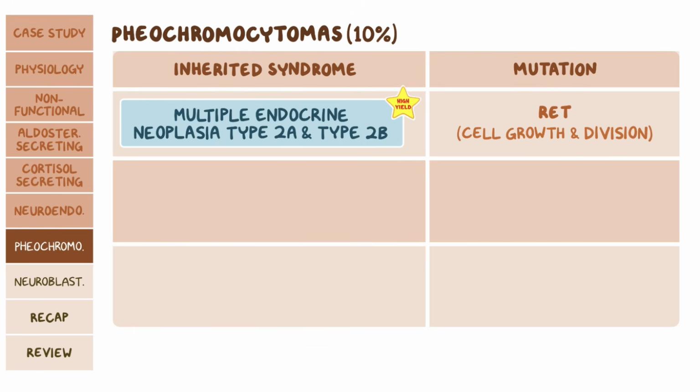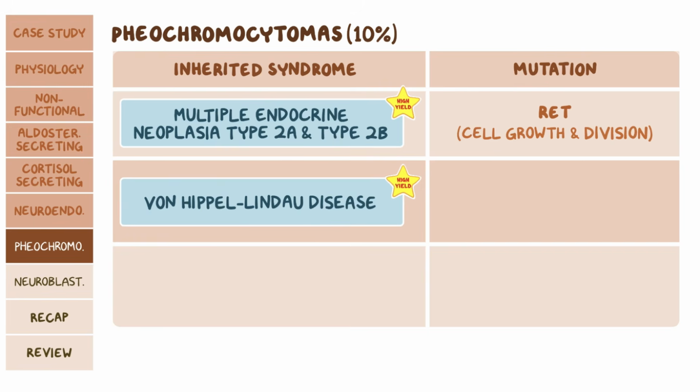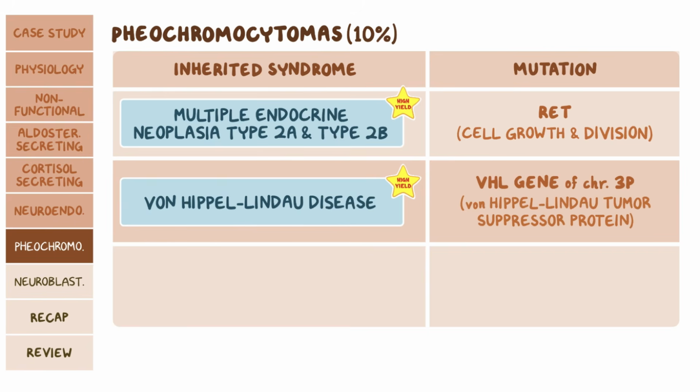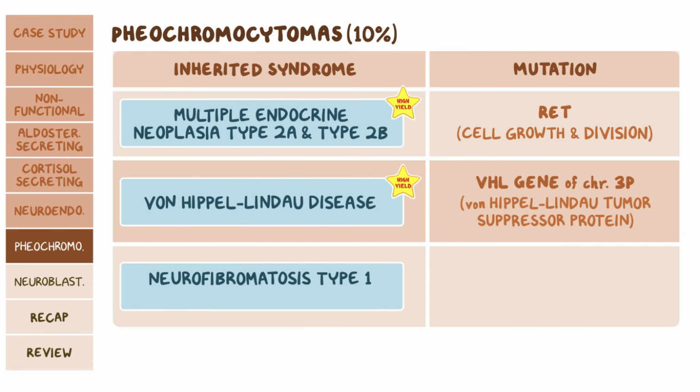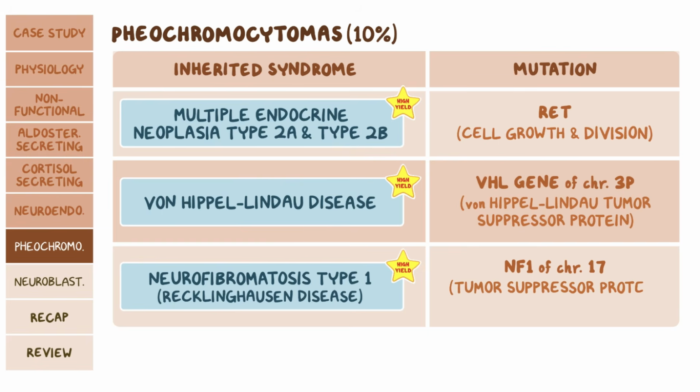Another disease associated with pheochromocytomas is von Hippel-Lindau disease, which develops when there's a mutation in the VHL gene of the chromosome 3p, which codes for the von Hippel-Lindau tumor suppressor protein. A third disease is neurofibromatosis type 1, or Recklinghausen disease, which is caused by a mutation in the gene NF1, located on chromosome 17, that encodes for another tumor suppressor protein called neurofibromin.